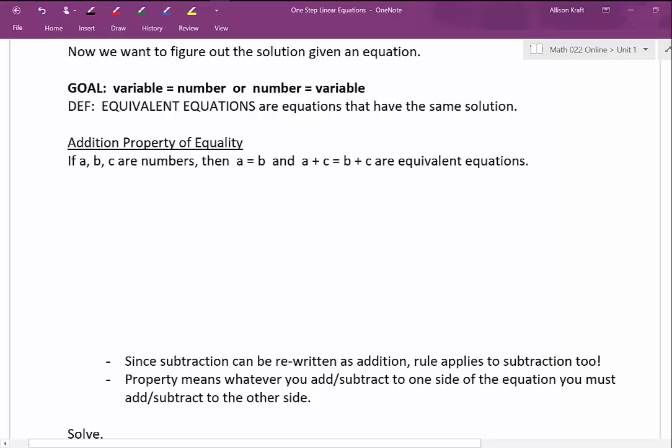We are going to be using the addition property of equality to help us solve linear equations. The addition property of equality says that if you start with an equation a equal to b, if you add c to one side, well, then you have to add c to the opposite side to keep it equal.